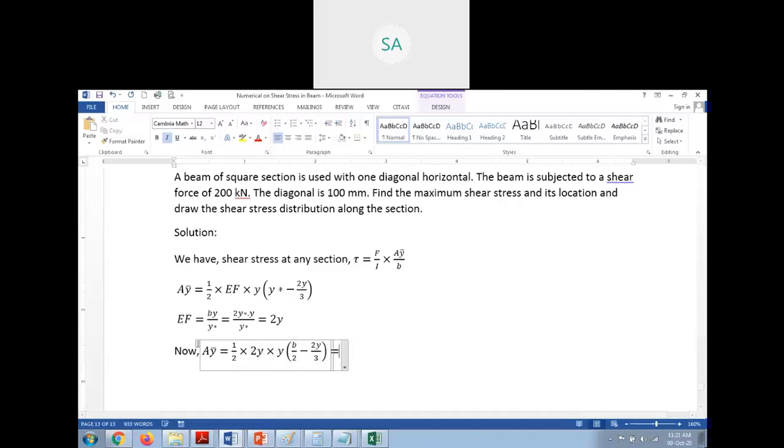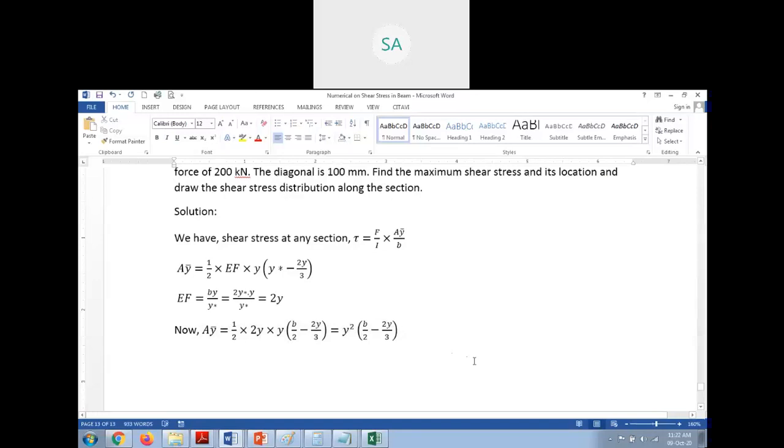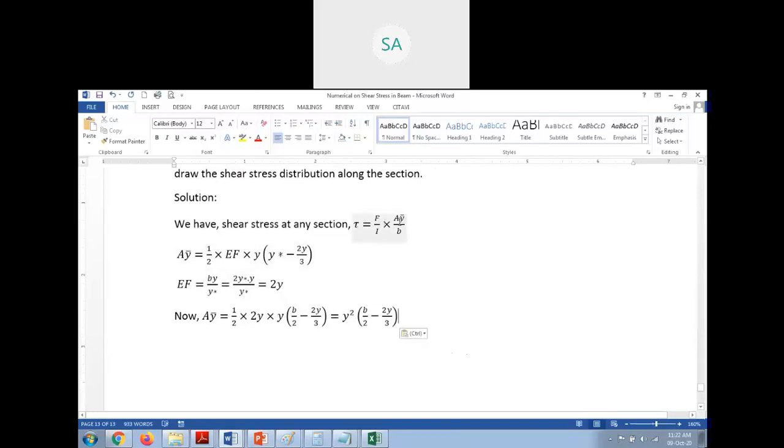I'll just simplify this further. Y square into this will remain as it is, right? So A Y bar became Y square into B by 2 minus 2 by 3 Y. Now I have to find the moment of inertia. This is over. B is, we know that already, right? B is the diagonal, so I'll keep that as it is. And I need moment of inertia now.